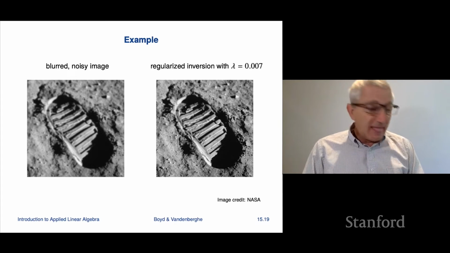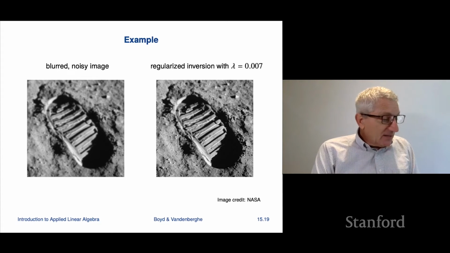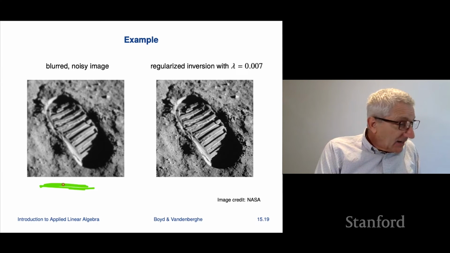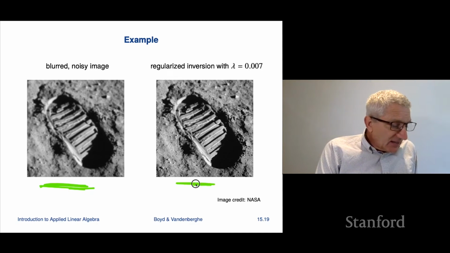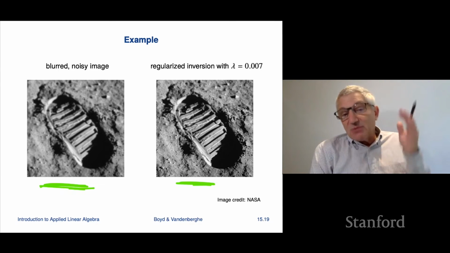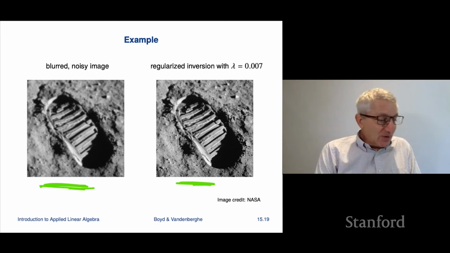So we'll do an example. It's a footprint on the moon. On the left, you see the blurry, noisy image. And here's what the result looks like. I chose lambda equals 0.007 because, to my eye, it looked the best. But again, you could do this many other ways.